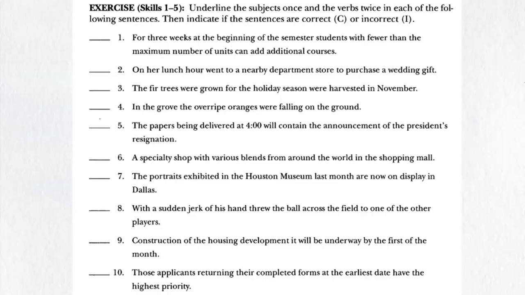Number 6, incorrect. There's a verb missing. It could be is in the shopping mall. Number 7, correct. Number 8, incorrect, because it is missing a subject, which could be he threw. Number 9, incorrect. There's a double subject. We have construction and it. And number 10, correct.